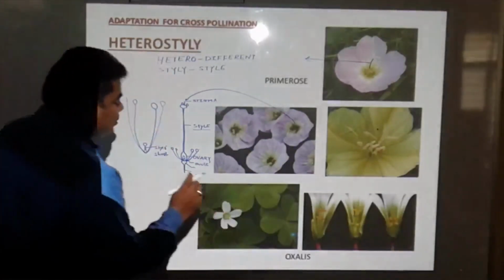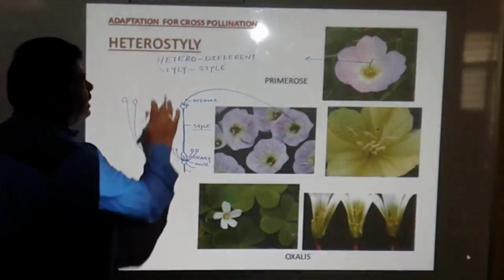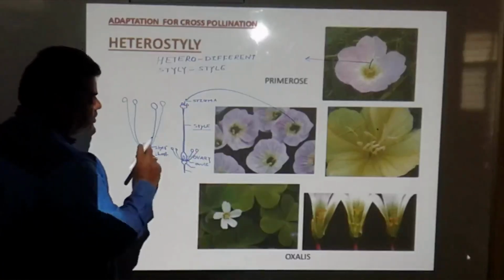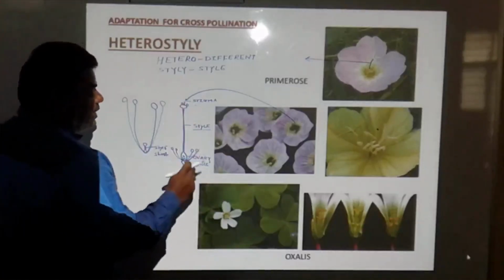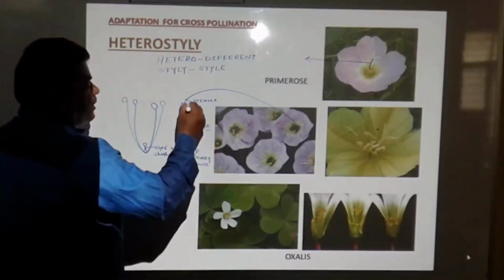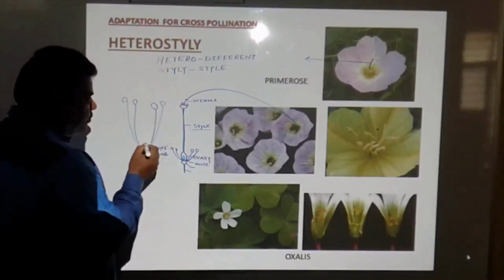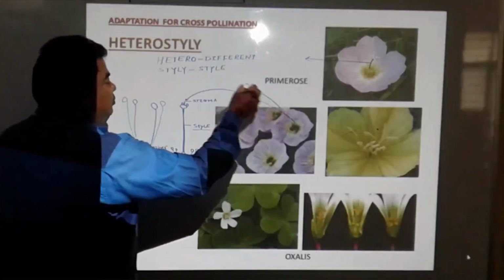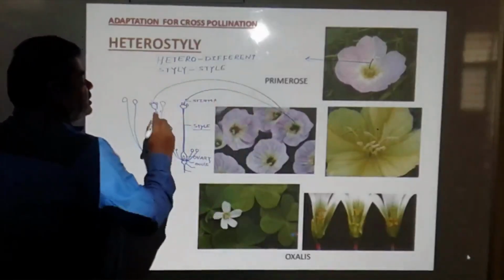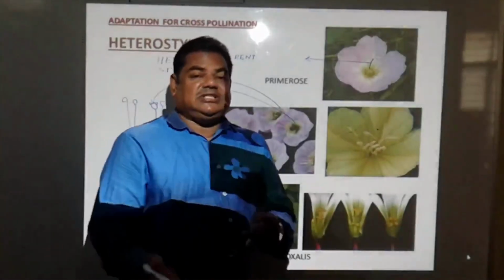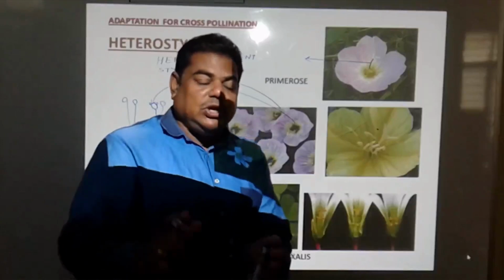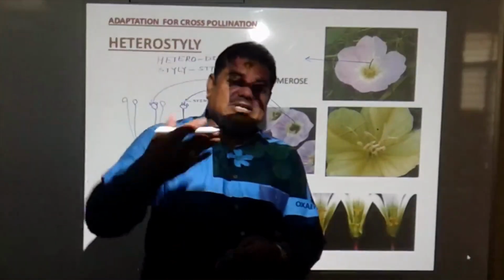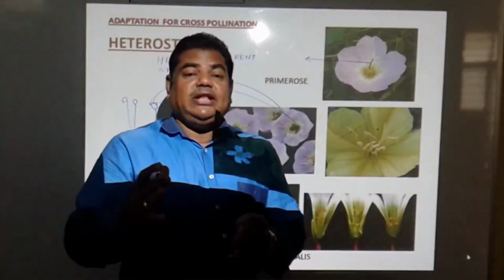Or in the case of Oxalis also, such adaptation, such heterostyly, different types of style. In one flower, a long style is there. In one flower, a short style is there. In the long style, the distance is the barrier. The pollen grains do not reach the stigma. And here also the pollen grains do not reach the stigma due to the very short style. Both flowers depend on another flower for the process of what? Pollination. Here they deliberately change their structure, adapting themselves only for cross-pollination to avoid what? Self-pollination.